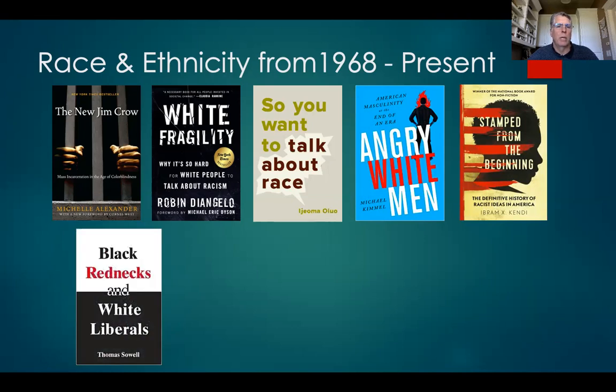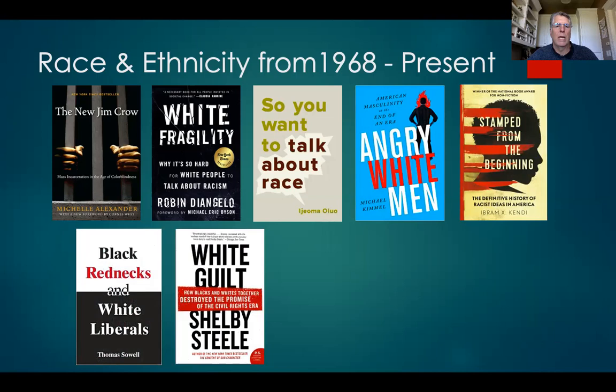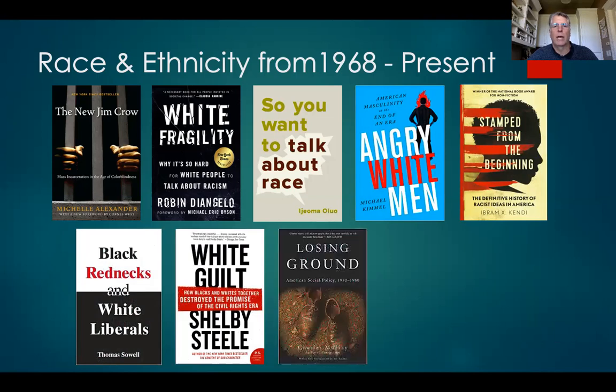Then you have Black Rednecks and White Liberals by Thomas Sowell, which we're reading, The Real History of Slaves. White Guilt by Shelby Steele, we'll do a little bit of that. Losing Ground, which is interesting, Charles Murray, right? He looks at American social policy from 1950 to 1980. He kind of breaks it down into two segments: the first 15 years from 1950 to 1965, and then Lyndon B. Johnson's Great Society from 1965 to 1980.